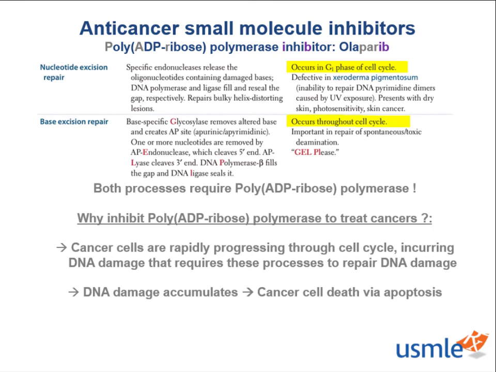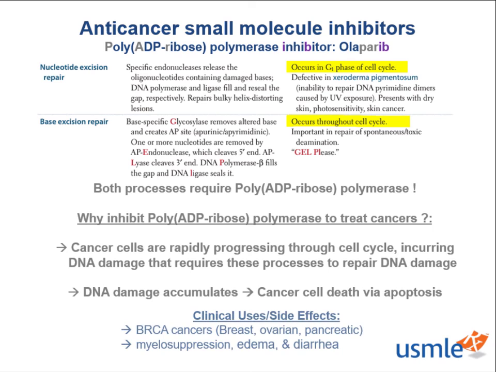Very interesting, huh? Now, in terms of clinical uses and side effects, these agents are commonly used in BRCA cancers, such as breast, ovarian, and pancreatic cancers. BRCA is a protein involved in DNA repair, and Olaparib inhibits DNA repair, so it makes sense that this would be used to treat cancers with BRCA mutations.